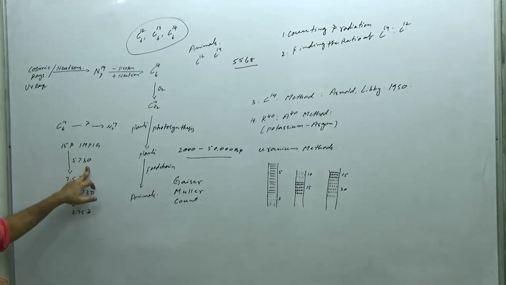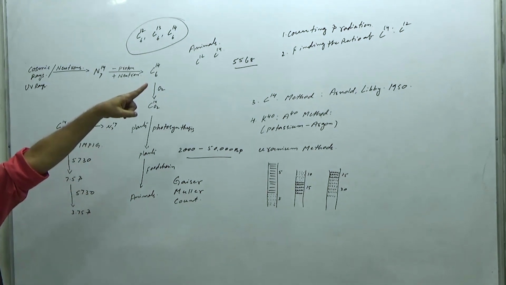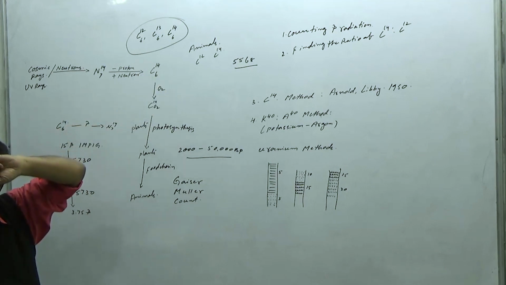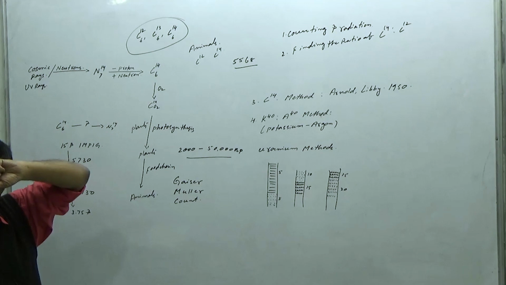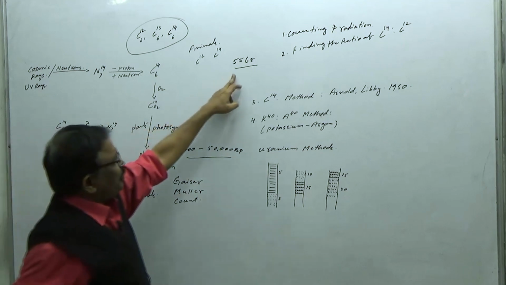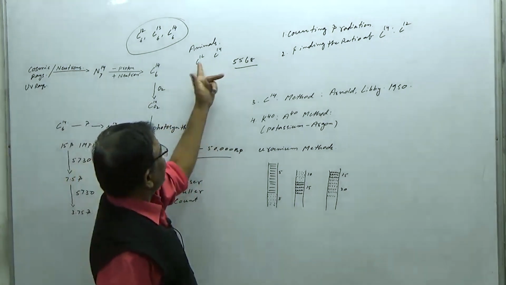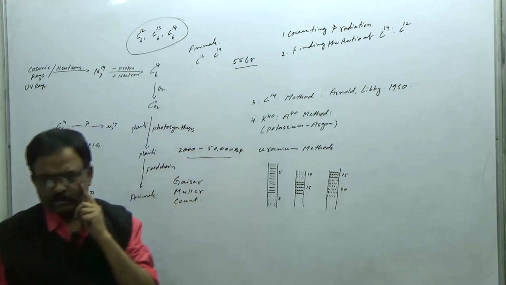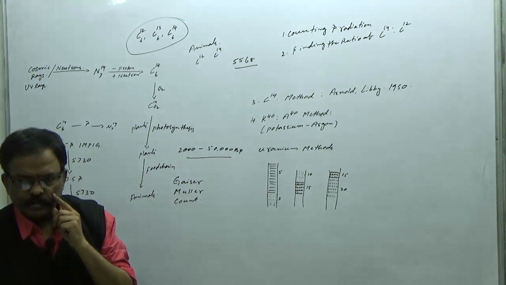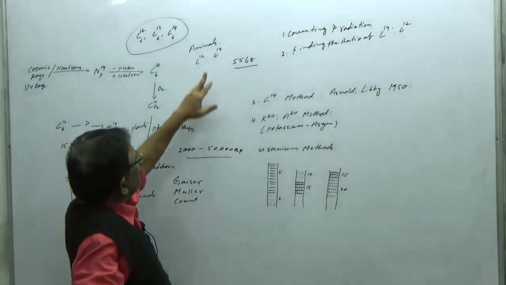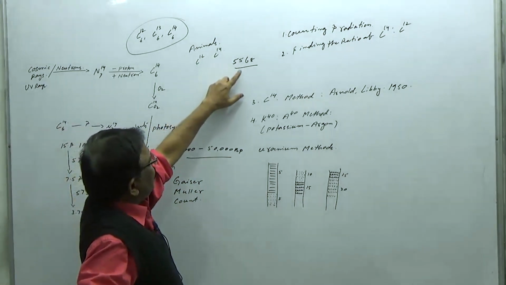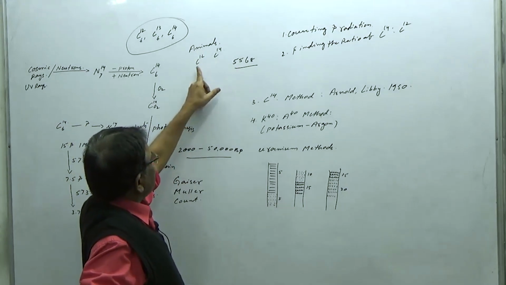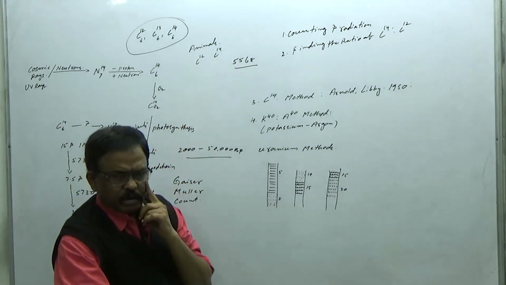We consider this in beta radiation counting. In that method, we consider this half-life when we compare these two, C14 and C12. Yes. That means for 5568 years, 50% of C14 converts into C12.